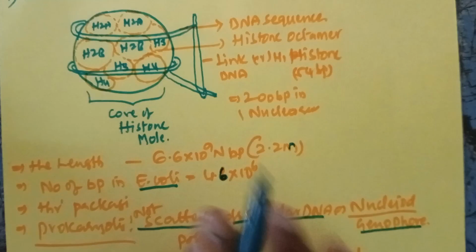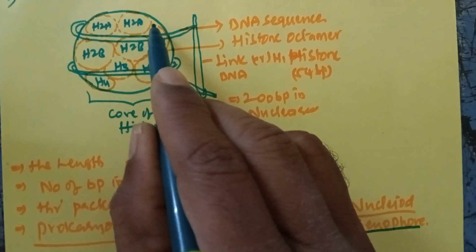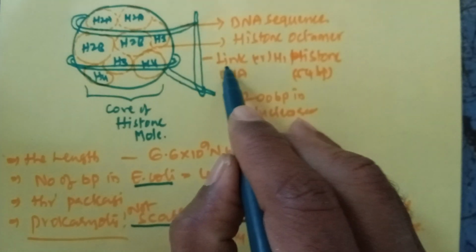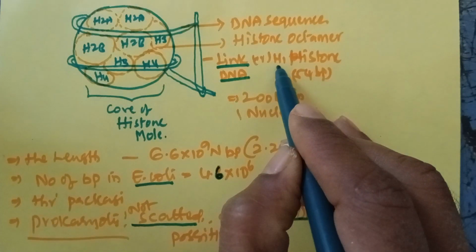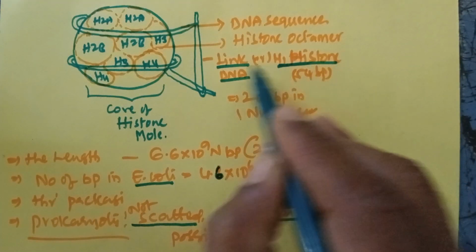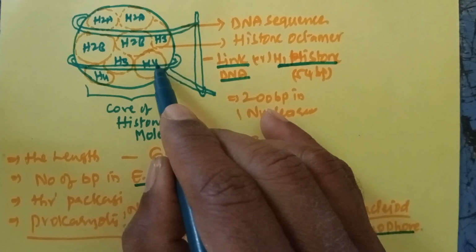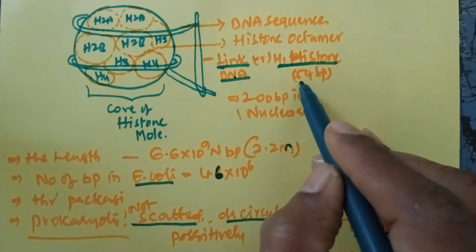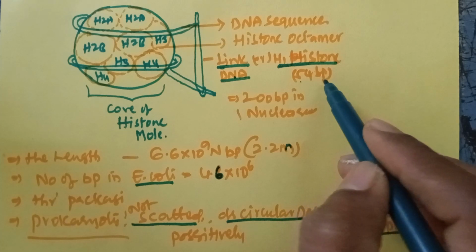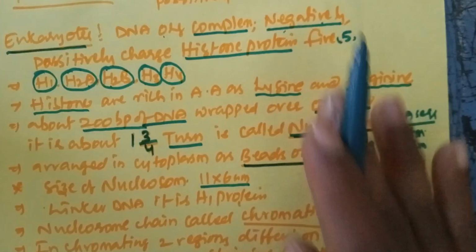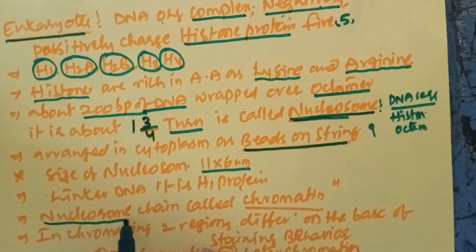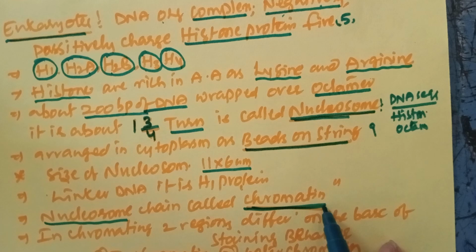When we observe the structure, 2 adjacent nucleosomes are linked with each other by linker DNA or H1 histone. So H1 histone is present between 2 successive nucleosomes, acting as linker DNA. It contains near about 54 nitrogen base pairs. So the chain of nucleosomes leads to form chromatin fiber or chromatin.